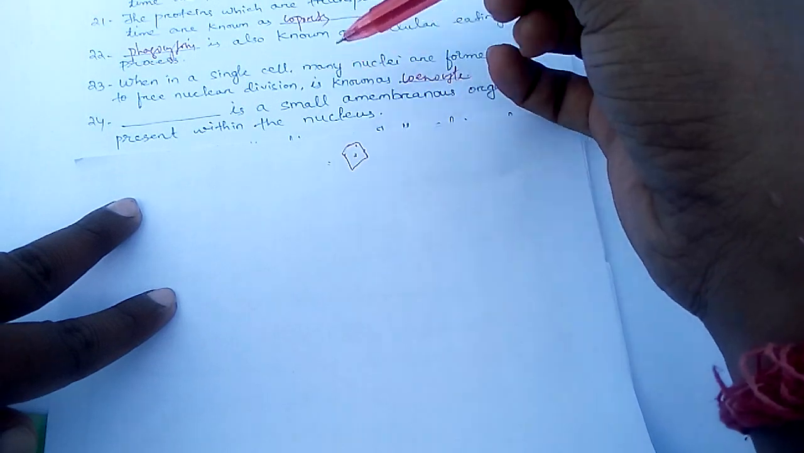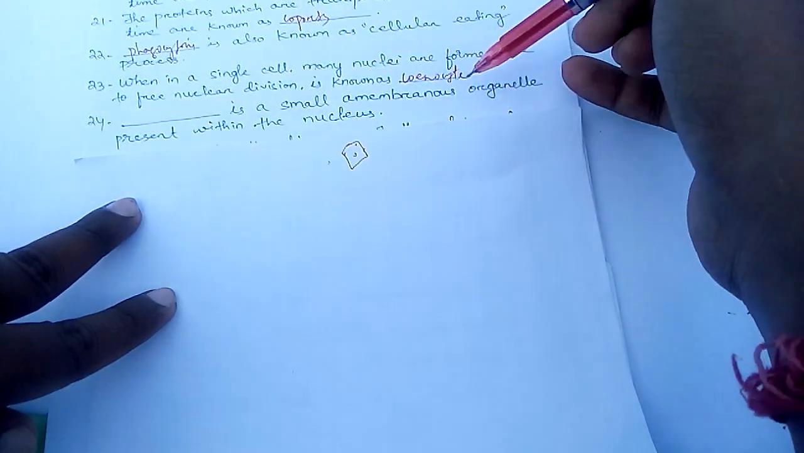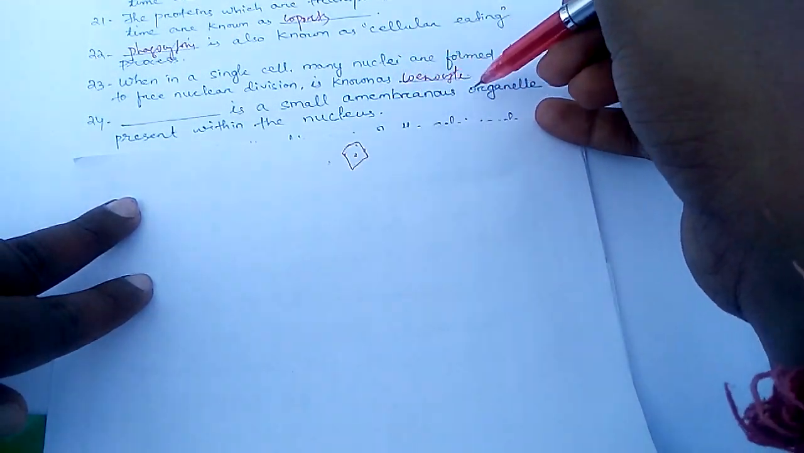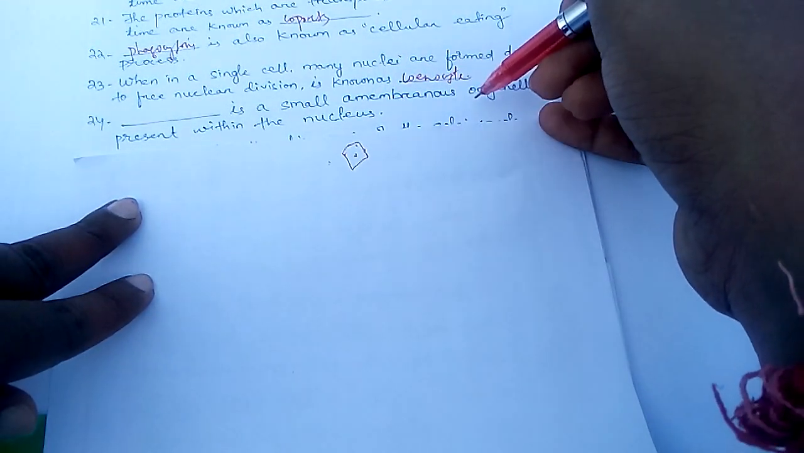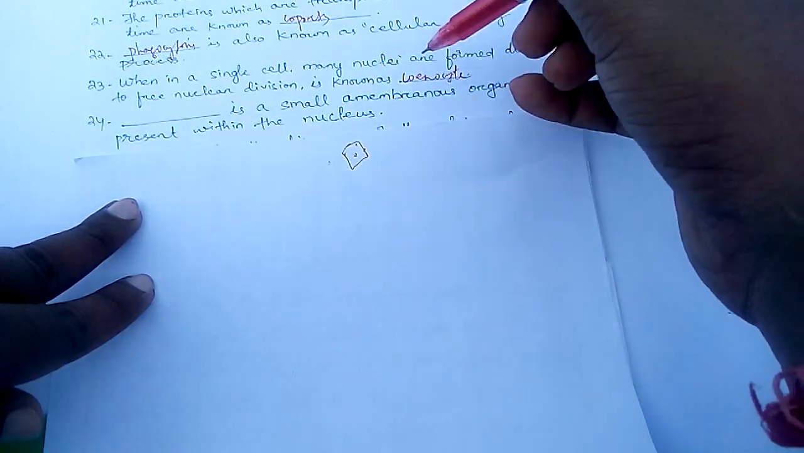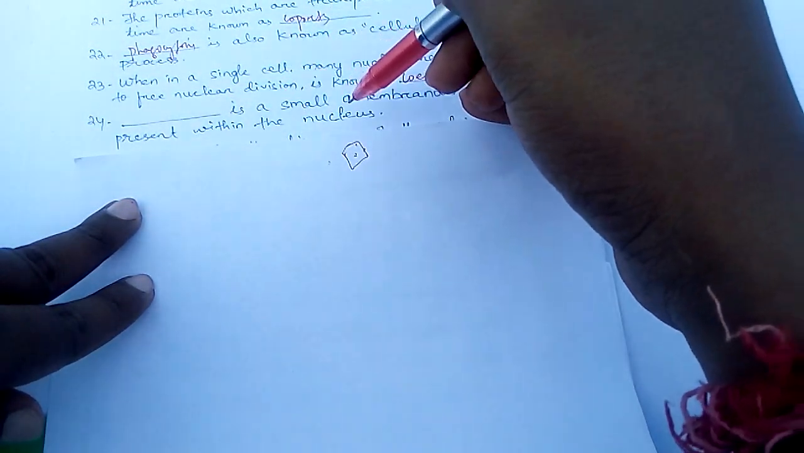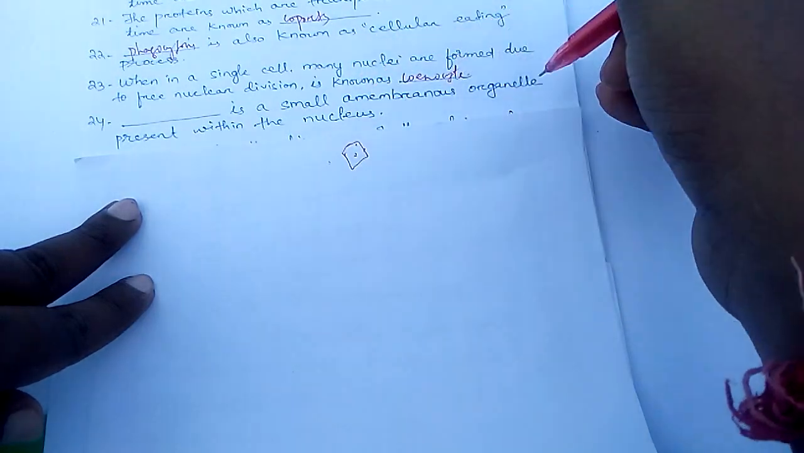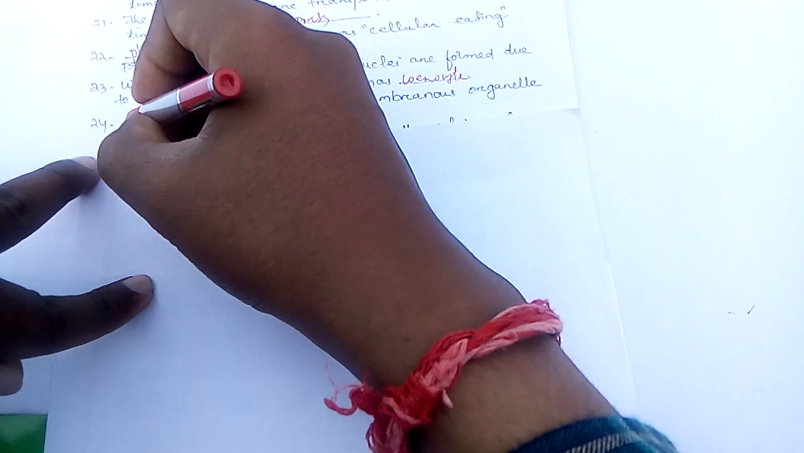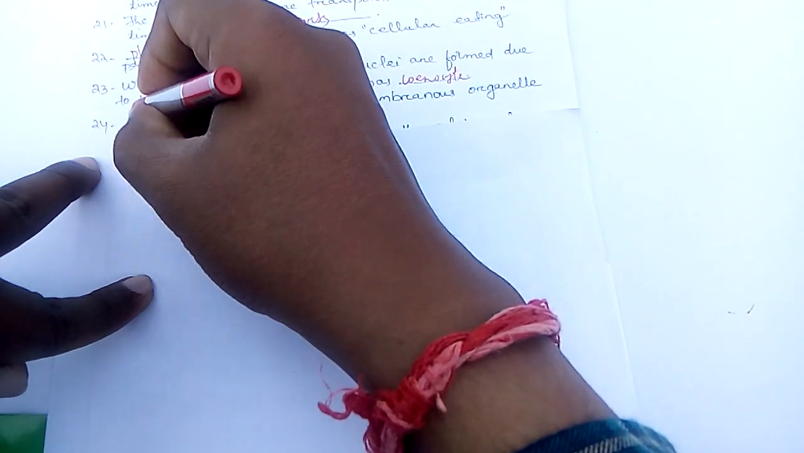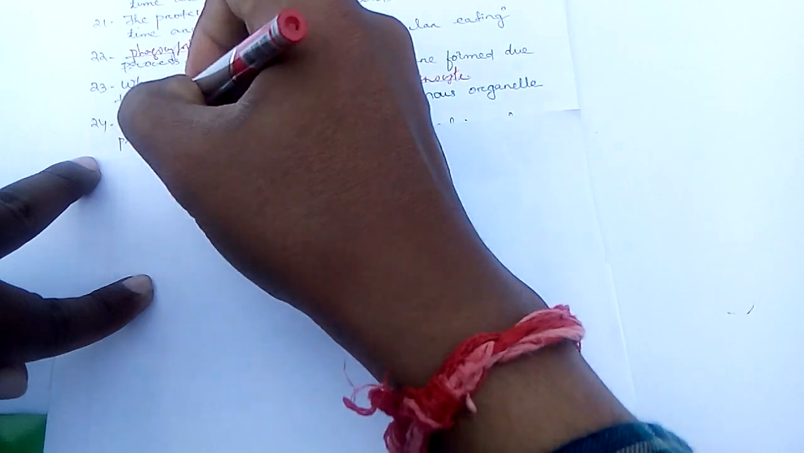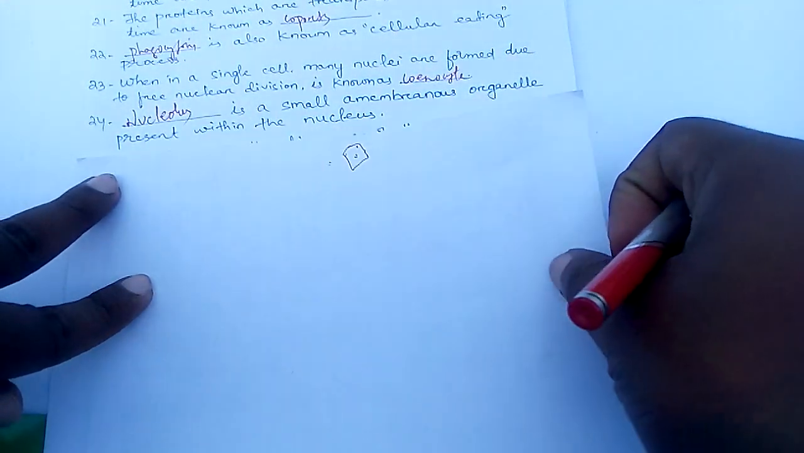Then question number 24. ___ is a small amembranous organelle present within the nucleus. We know that inside the cell the amembranous organelle is the ribosome. But here the question says present within the nucleus, meaning inside the nucleus. Inside the nucleus, the amembranous, without membrane, small circular body present at the center is known as the nucleolus. Nucleolus is the correct answer.